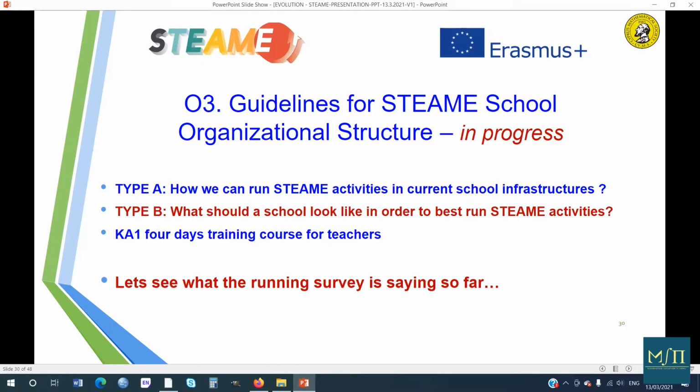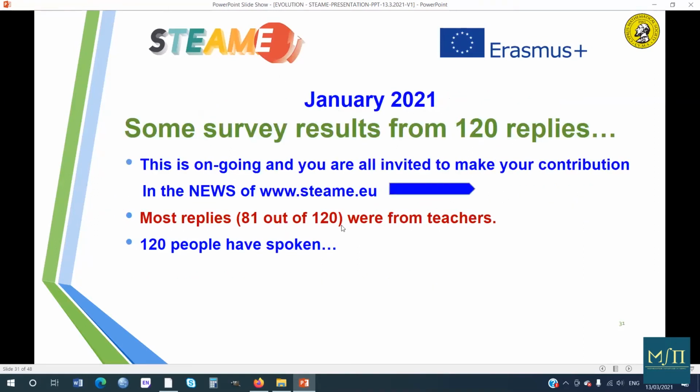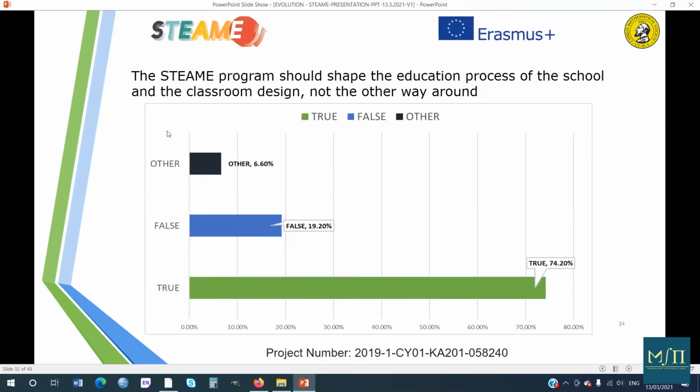Now they say they demolish walls in schools in order to make more open spaces. So things are changing. We did a survey of 120 teachers in order to get ideas. I already showed you 2 results. The STEAME program should shape the education process of the school and the classroom design, not the other way around. So the STEAME need and the activity should tell us how to build schools, not build schools and then try to do STEAME activities.